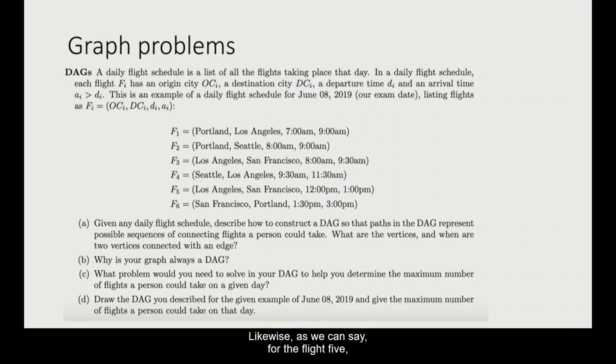Likewise, we can say for flight 5, it will depart from Los Angeles to San Francisco at 12 p.m., which is also greater than the 11:30 a.m. arrival time of flight 4. And same for flight 6. It will depart from San Francisco back to Portland at 1:30 p.m., which is also greater than the 1 p.m. So this is the longest path, the maximum number of flights that one can take, returning back to its origin, which is Portland in this case.